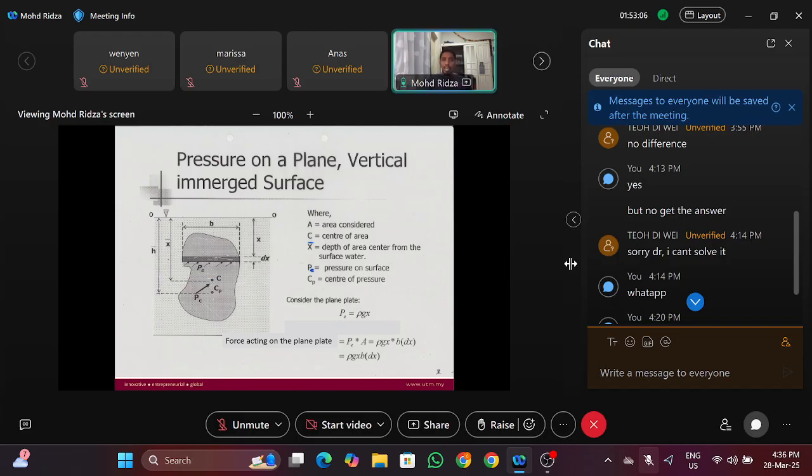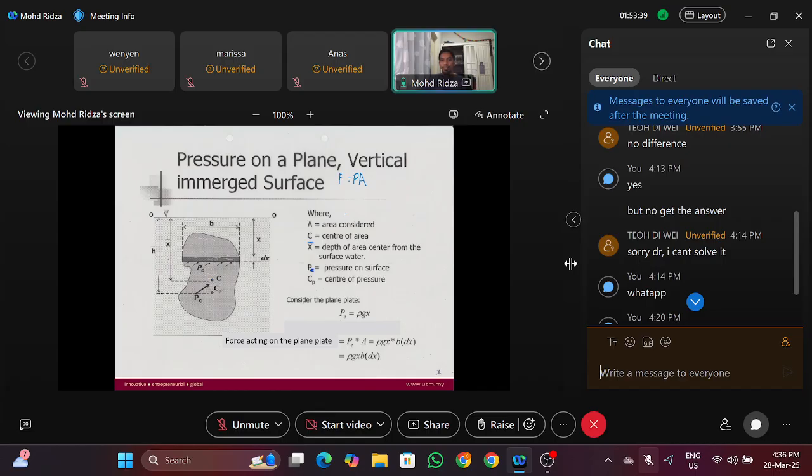Okay, we have water. The dotted region is water, and this gray object is our object. Because this object is submerged in the water, we will have hydrostatic force on this whole object. So let me just draw. The equation: force equals pressure times area.